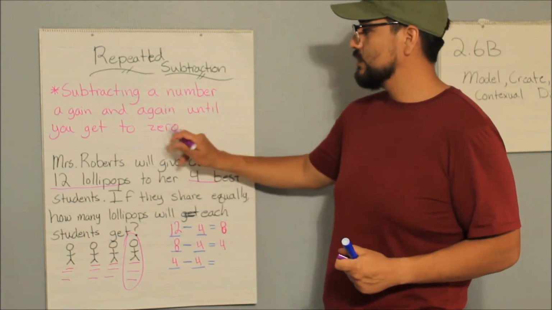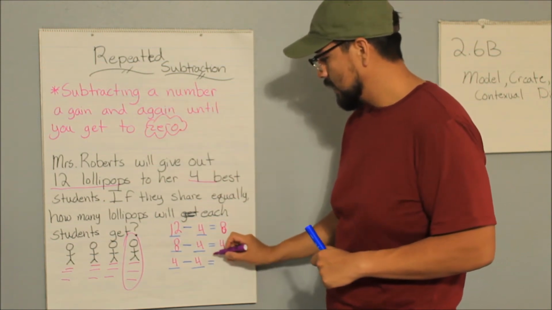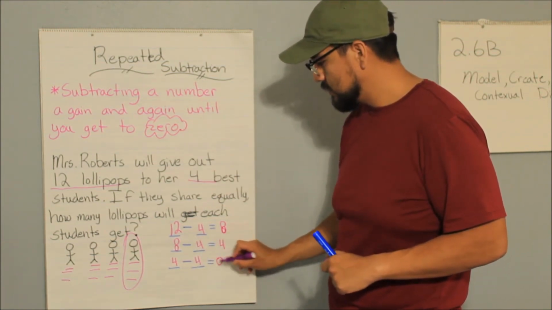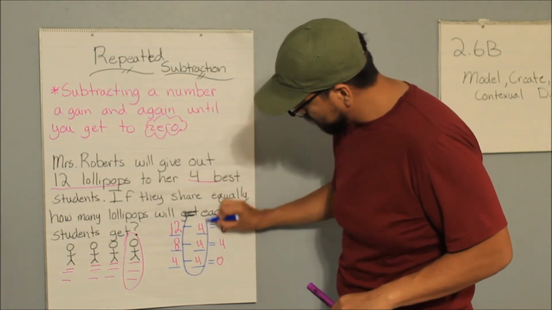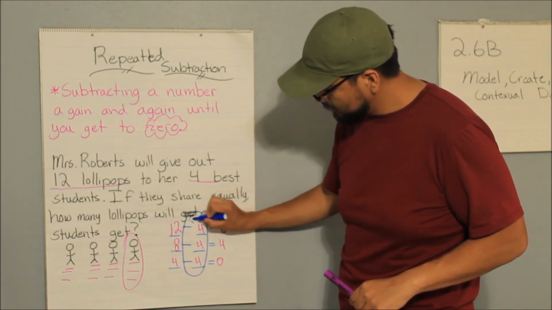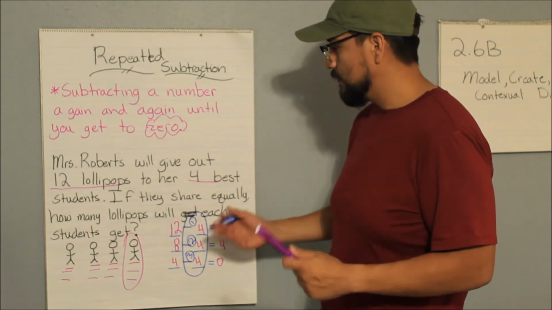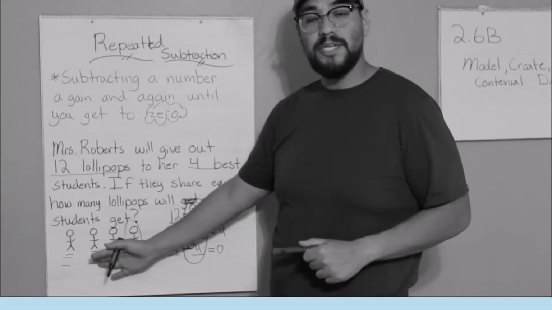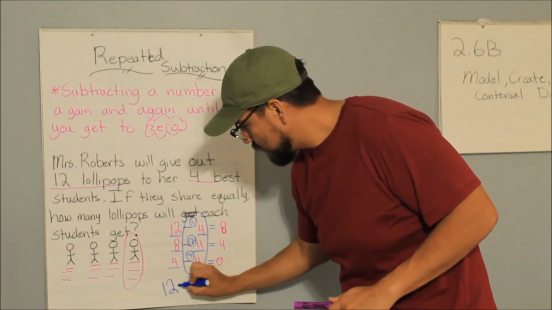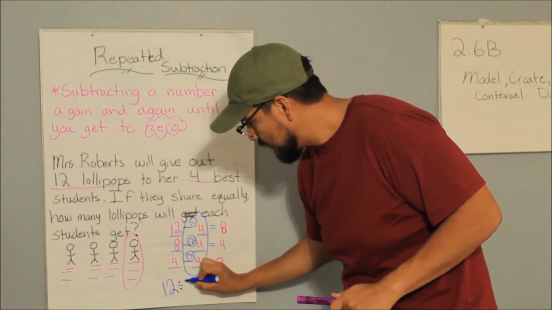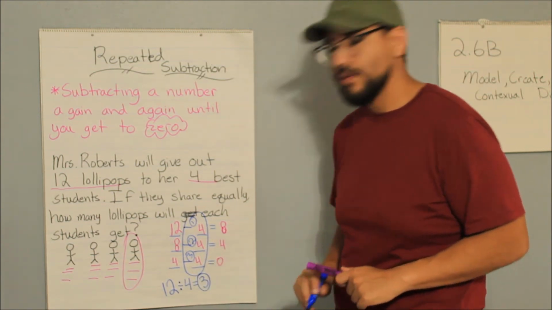Again, you're trying to get to 0. 4 minus 4 is 0. I subtracted a total of 1, 2, 3 times. Therefore, each child, I showed you in the picture how I can get my 3. So I know that 12 lollipops divided by 4 gives me the answer 3.